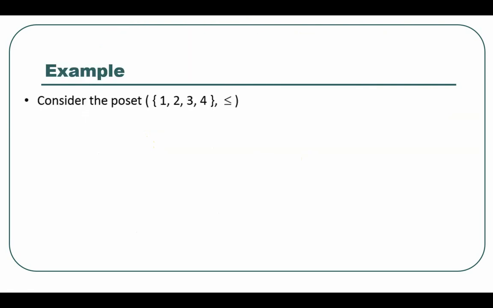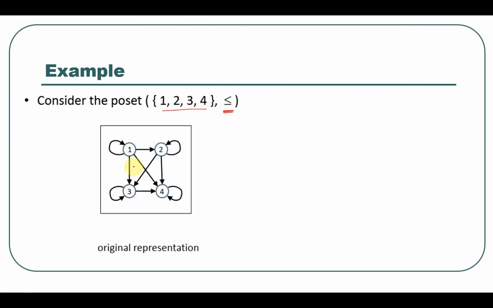Let's see another example. Consider the poset 1, 2, 3, 4 with the operation less than equal to. This is the digraph. 1 is less than equal to 1, 2 is less than equal to 2, 3 is less than equal to 3, 4 is less than equal to 4, 1 is less than equal to 2, 3 and 4, 2 is less than equal to 3 and 4, 3 is less than equal to 4. So first of all, what we'll do is we will eliminate all the self loops.